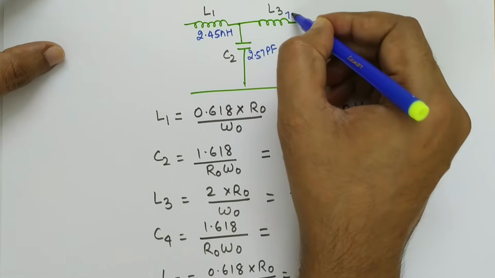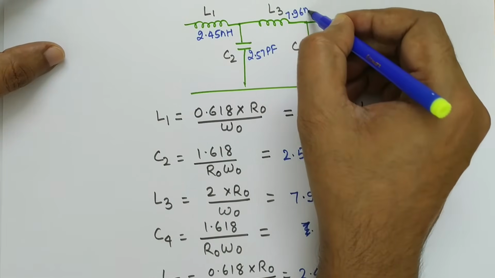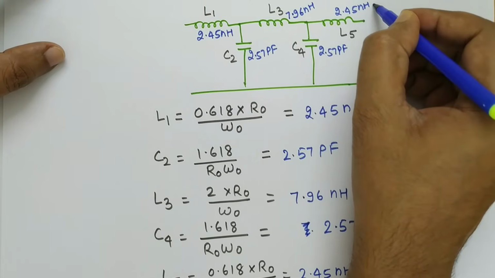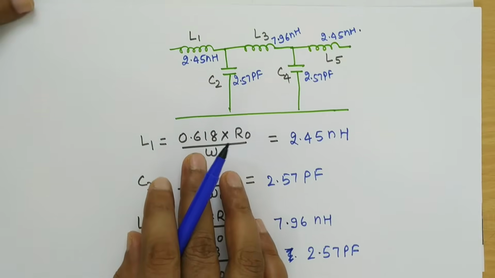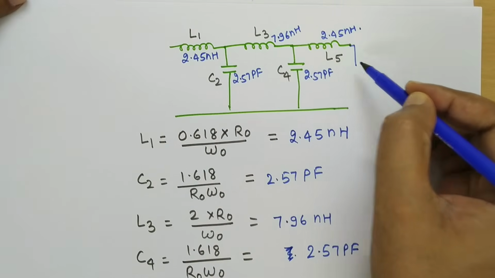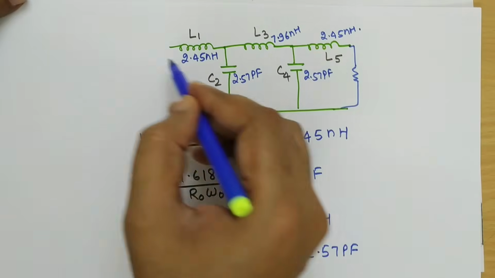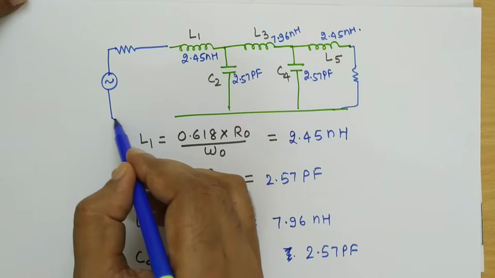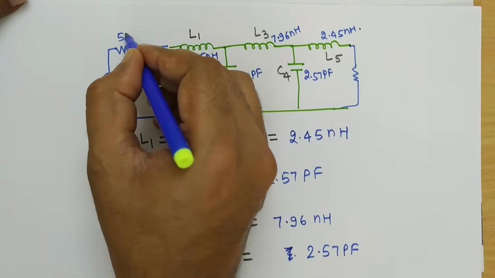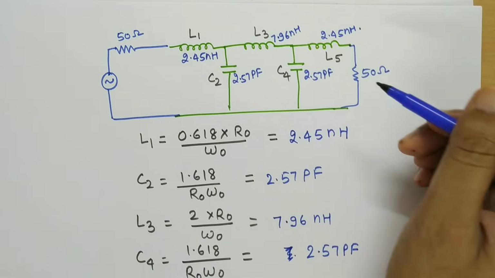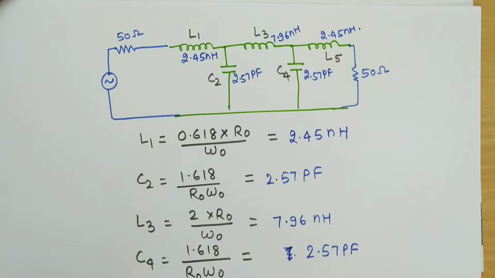L3 is 7.96 nanohenry, and L5 is again 2.45 nanohenry. So our element values are found, and now we can connect the load resistance and the source resistance. This will be 50 ohm and 50 ohm, as its normalized value was 1 and the impedance is 50, so this will be 50 ohm and 50 ohm. So this is the first design.